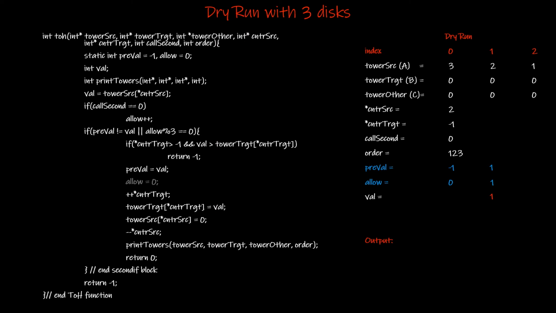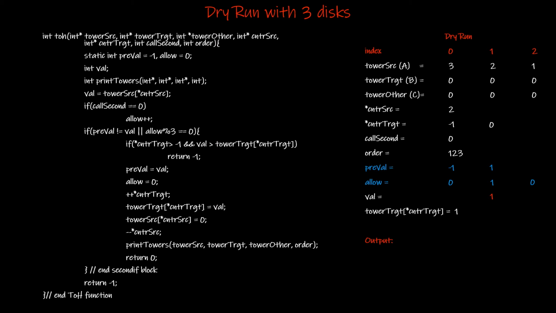Okay, so preval is set to 1, allow is set to 0. And then counter target is incremented by 1, so counter target value becomes 0, and the val is assigned to the target tower at the index position counter target. So now the value is going to change.